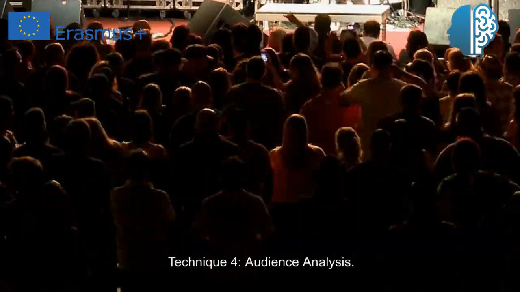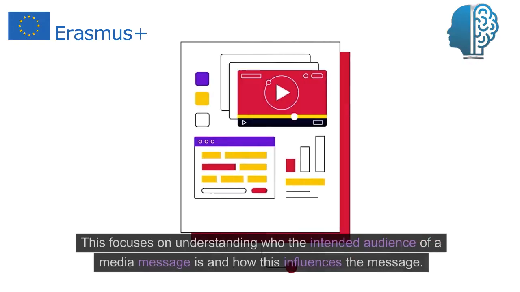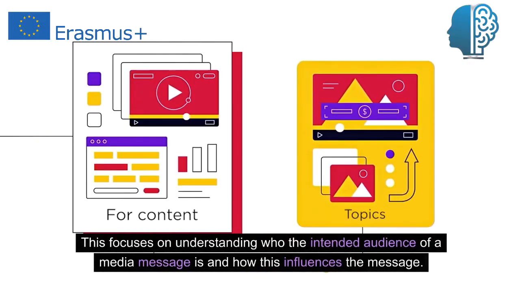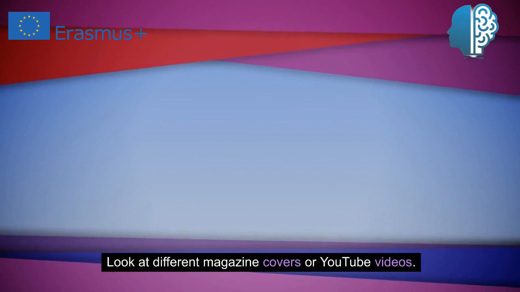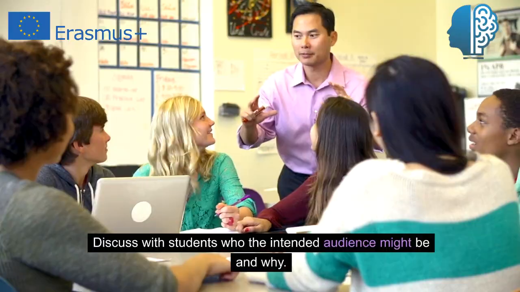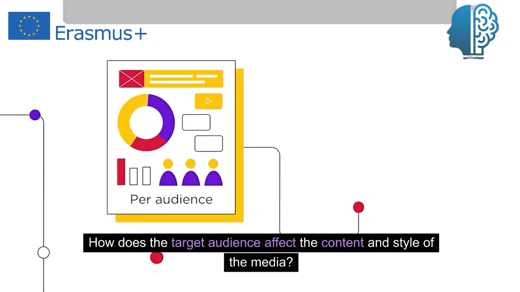Technique 4. Audience analysis. Next, we have audience analysis. This focuses on understanding who the intended audience of a media message is and how this influences the message. Look at different magazine covers or YouTube videos. Discuss with students who the intended audience might be and why. How does the target audience affect the content and style of the media?